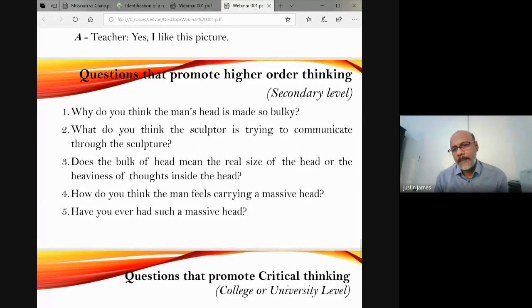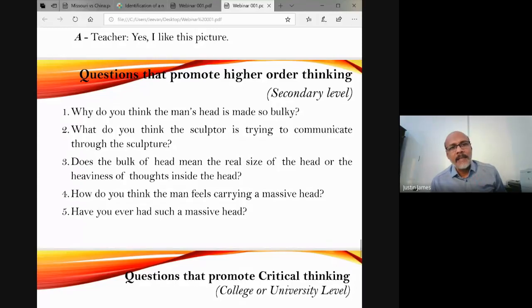Now, if you are teaching at a secondary level, use questions that promote higher order thinking skills. Students are mature, secondary and higher secondary, where you can design questions depending on their abilities, their knowledge level, and their communicative competence.